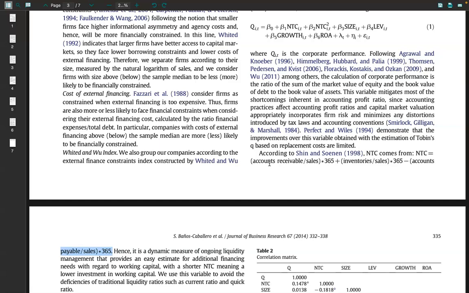In most working capital papers, if you are measuring working capital, there are several measures. NTC is one of the most popular ones. CCC, which is the cash conversion cycle, is another one, and also the net working capital to total assets ratio. Because they're using this ratio, I will be using it for the representation of the data.